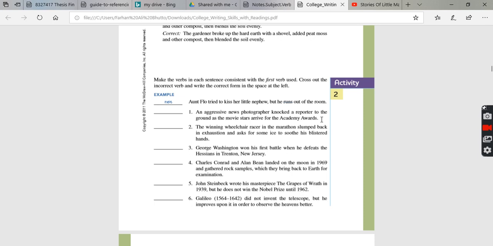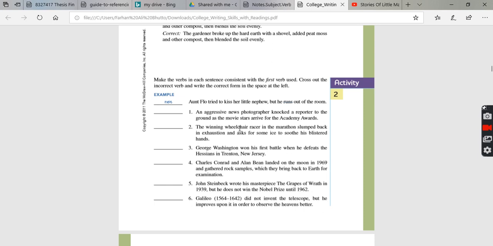Okay, so I hope you have guessed. The correct sentence would be: an aggressive news photographer knocked a reporter to the ground as the movie stars arrived for the Academy Awards. So the first verb is knocked, which is past. So the second one, arrive, has to be past. So it will be arrived. Let's move to the second sentence.